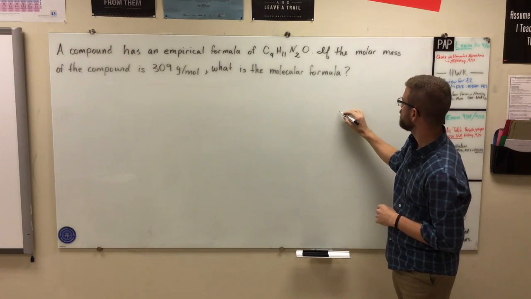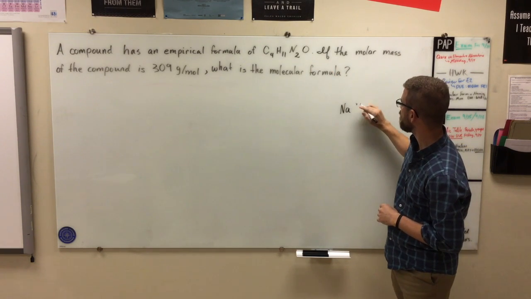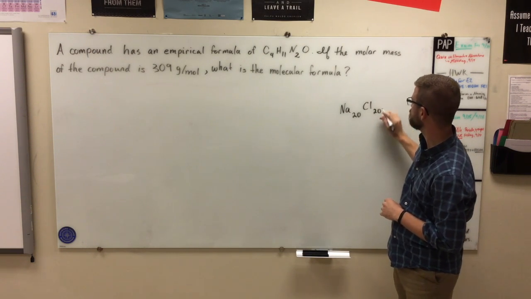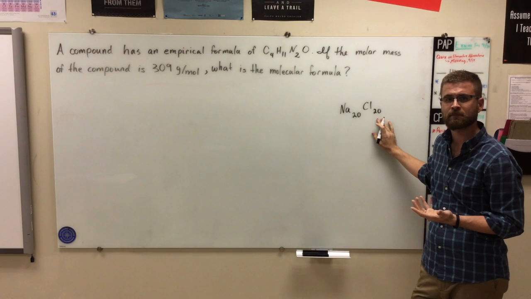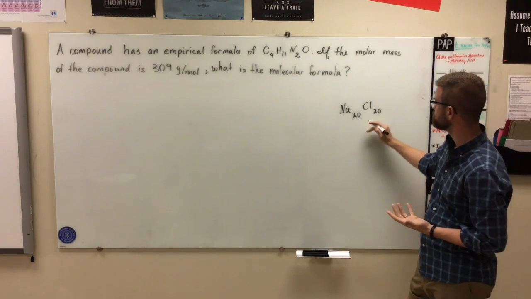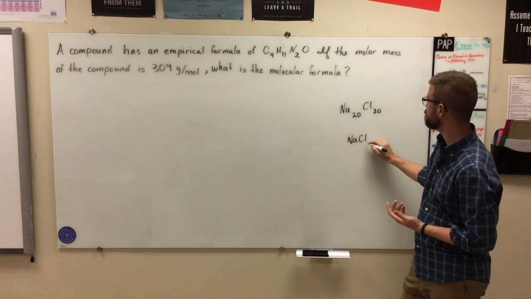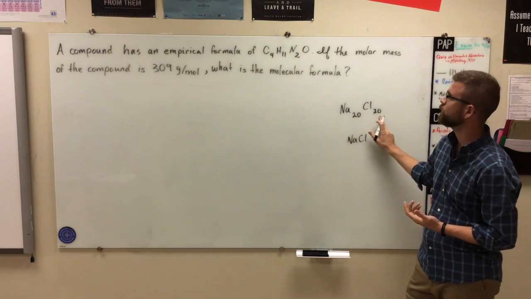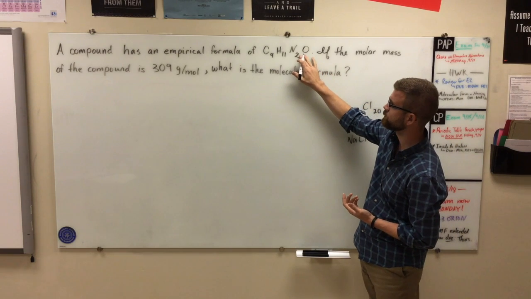For instance, we won't usually write sodium 20, chlorine 20 for sodium chloride. Instead, what we're going to do is reduce that to its empirical formula, and its empirical formula again would be as reduced as you could. And that's what we see here. That's what they give us.